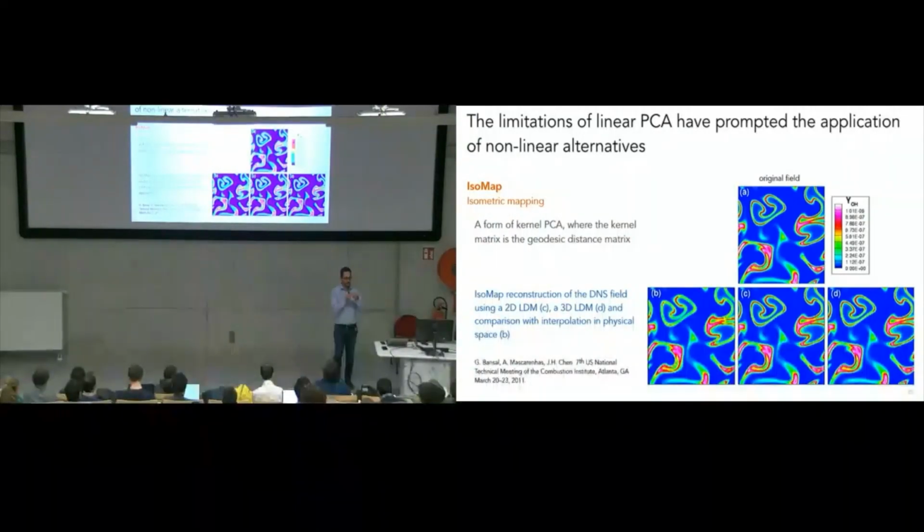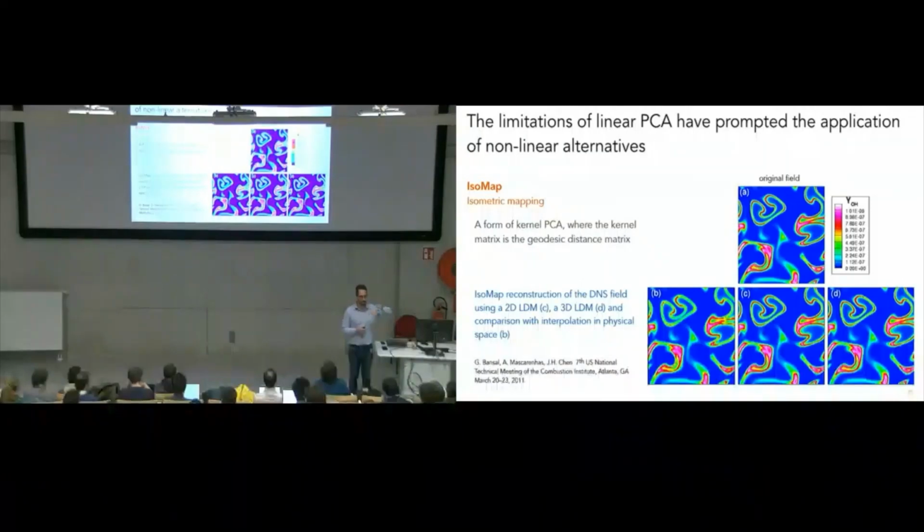This is very interesting because you know that Euclidean distances may not be the correct metric in high-dimensional spaces. The idea here is that you keep the distance between points the same in the original and in the low-dimensional manifold. And you see here an application from the group of Jackie Chen at Sandia. You see here a DNS of DME combustion. You see here an interpolation in space, and then on the left and on the right side, a 2D and a three-dimensional LDM application.